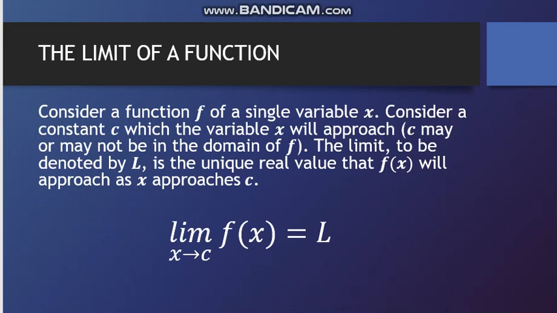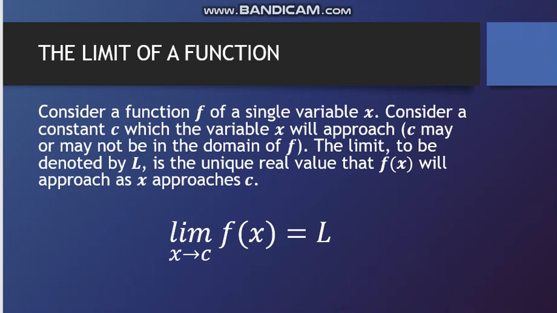Consider a function f of a single variable x. Consider a constant c which the variable x will approach, where c may or may not be in the domain of f. The limit, denoted by L, is the unique real value that f of x will approach as x approaches c. So this is the notation: limit of f of x as x approaches c equals L.